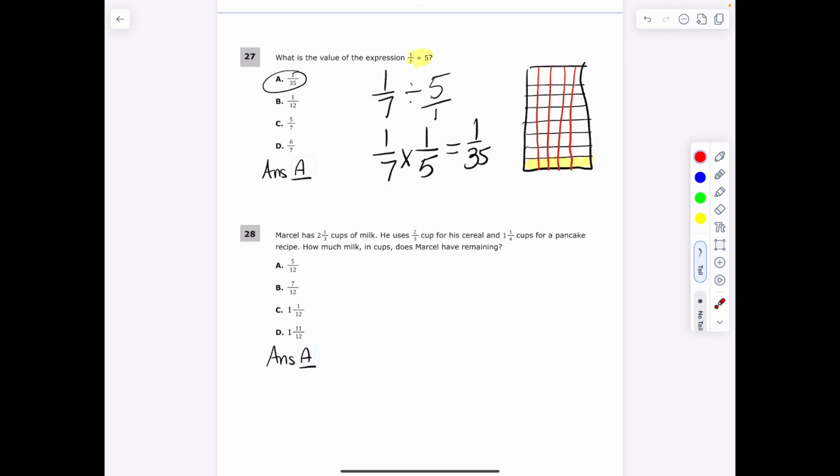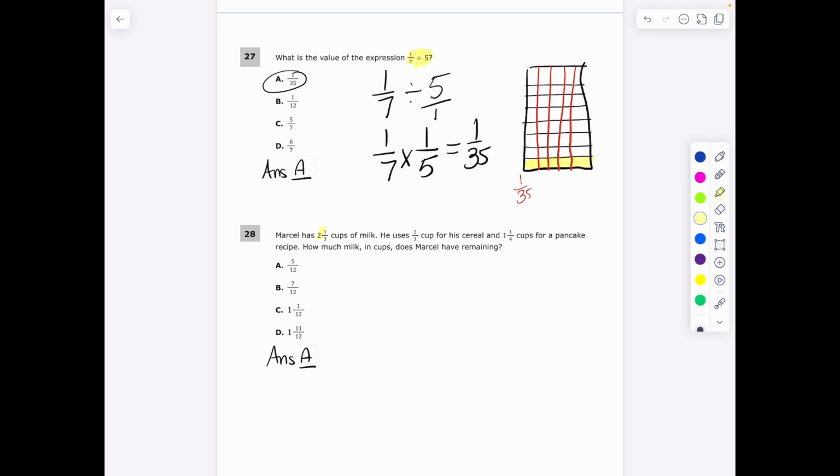And that's that one little part. I want to know 1/7 divided by 5. Each of these little pieces is just 1 out of 35. I've taken this 1/7 and broken it up into 5 little pieces, so each of these little pieces is worth 1 out of 35. So I have my answer A. Again, you can see the algorithm, and you can see it visually. Let's look at the next one now.